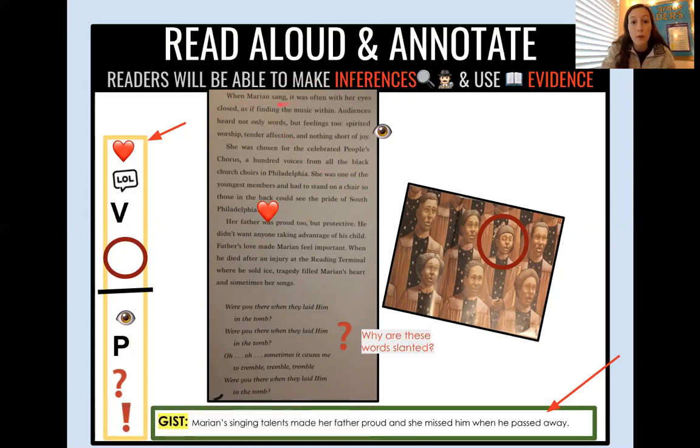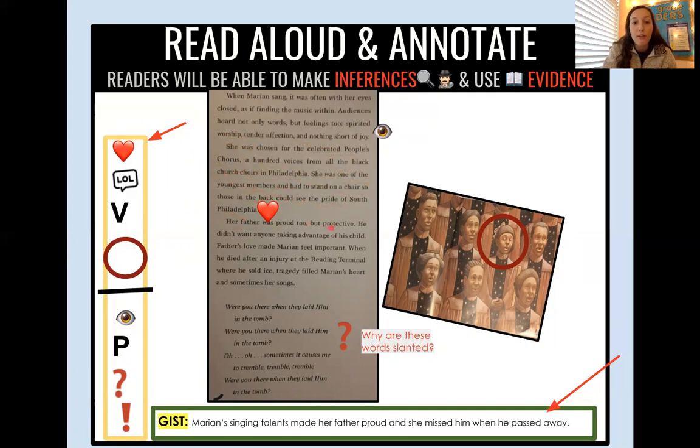When Marian sang, it was often with her eyes closed, as if finding the music within. Audiences heard not only words, but feelings too. Spirited, worship, tender affection, and nothing short of joy. She was chosen for the celebrated People's Chorus, 100 voices from all the Black church choirs in Philadelphia. She was one of the youngest members and had to stand on a chair so those in the back could see the pride of South Philadelphia.